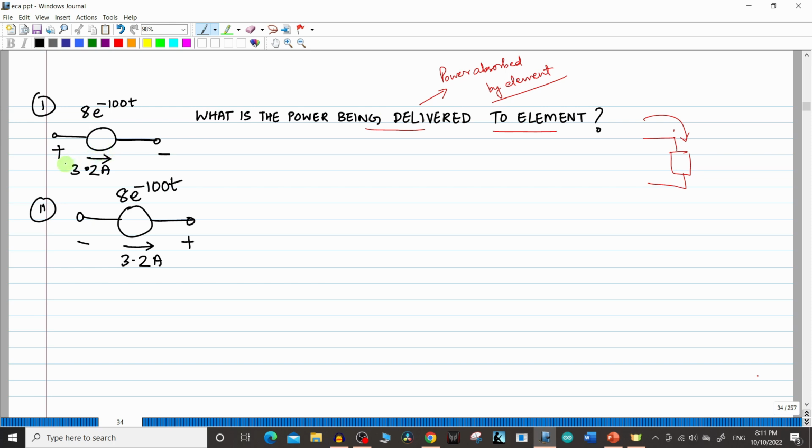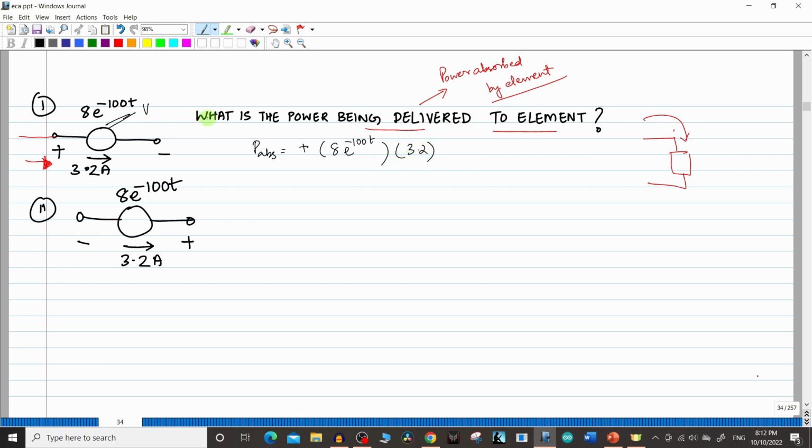So you can see here the current is like this. So this current naturally it would have come like this, right? If I extend the circuit, it is entering the positive terminal. So P absorbed will be equal to positive. Okay, it's a time dependent voltage function. So 8 into e power minus 100t. This is the voltage value. Okay, I'll just put it volts here. Multiplied by current value is 3.2.